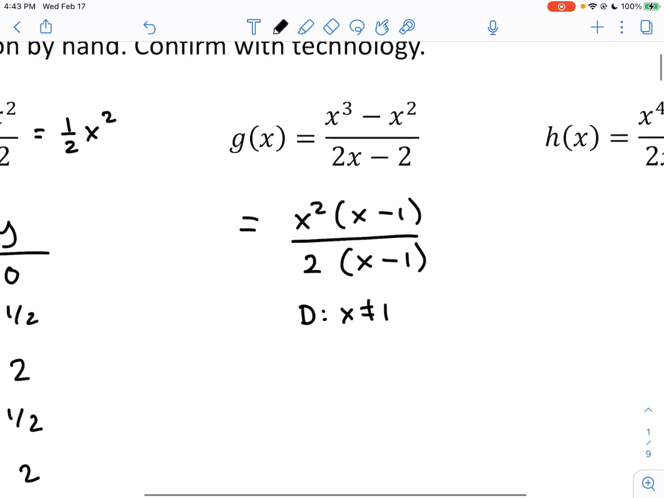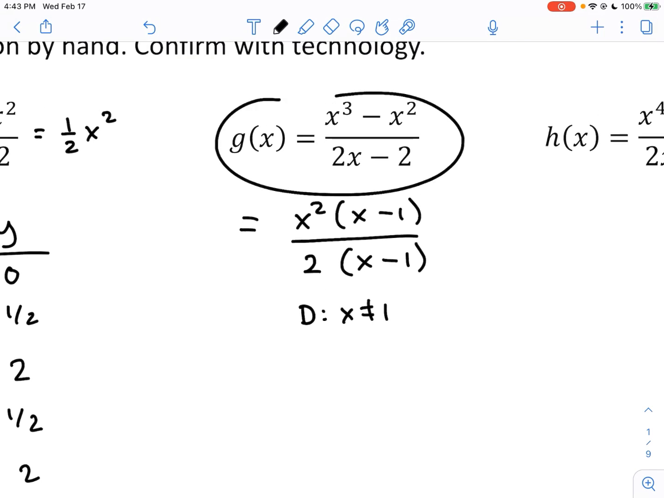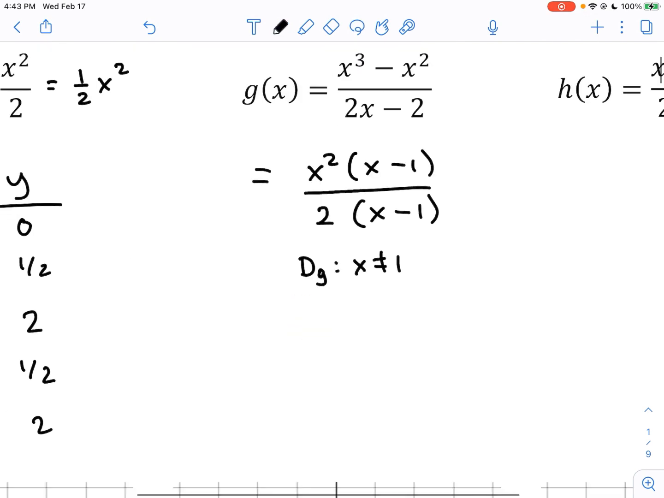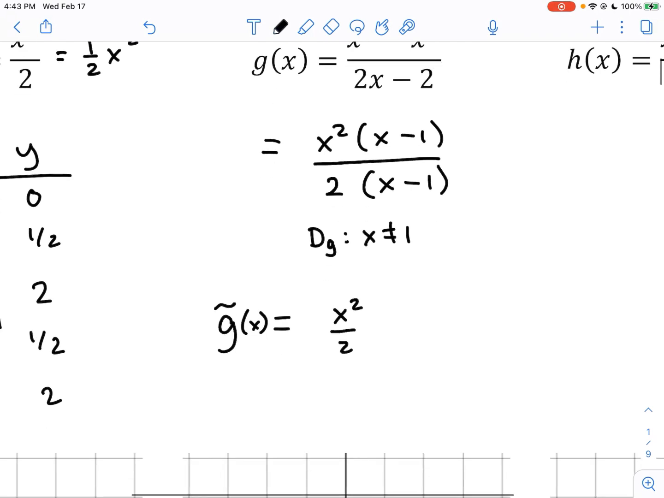So in this function g, you cannot plug 1 into this function g. And so let's be clear that this is the domain of g by doing the following. I'm going to say domain sub g. Now, if you simplify this back down to x squared over 2, after canceling the x minus 1s, you technically create a new function that no longer has a domain restriction. So let's call this g tilde of x. It's not g of x really anymore. It's a new function because its domain is all real numbers.